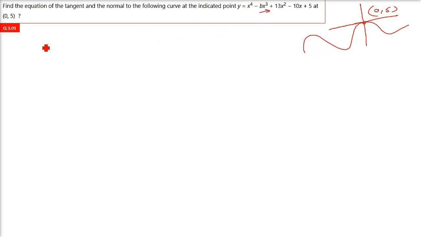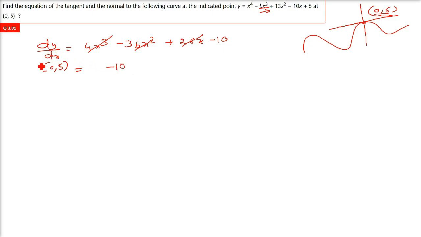So we will find out dy by dx, and that is going to be 4x cube minus 3bx square plus 26x minus 10, and 5 will vanish. So I am writing after differentiation, this is the value. Now dy by dx at 0 and 5. So x is 0 and y is 5 here. So I am just replacing all x by 0. This is 0, this is 0, this is 0. So you get negative 10.